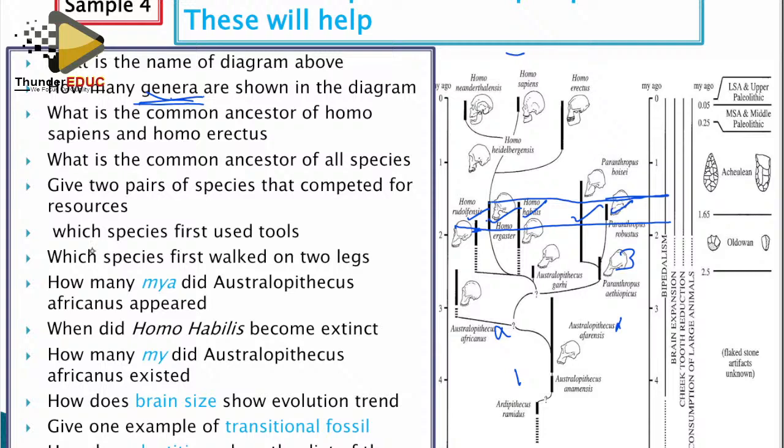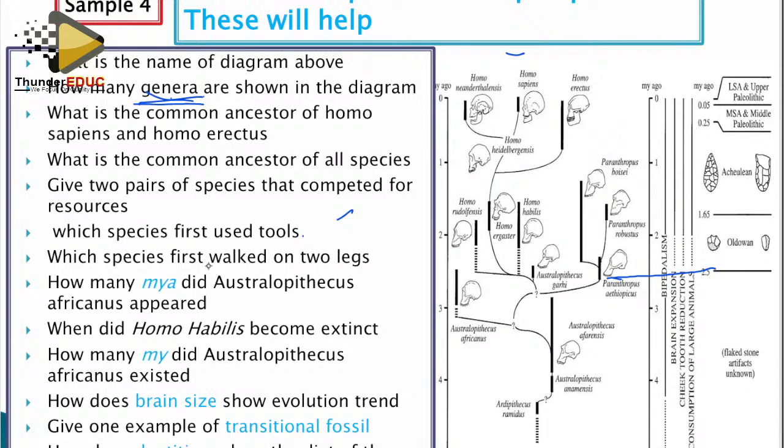Then they're asking which species first used tools. In other words, it is Homo habilis. But you have to look at whether they gave you a scenario to use or not. Based on this scenario, the tools are here. They're saying that the tools started here. So maybe it is Paranthropus aethiopicus, the one which first used tools.